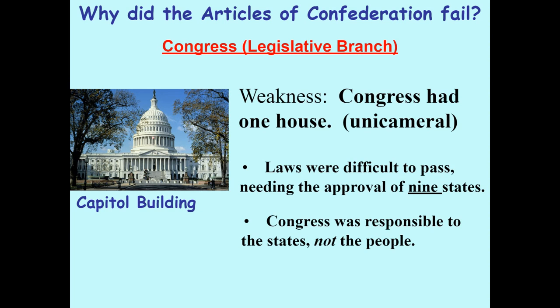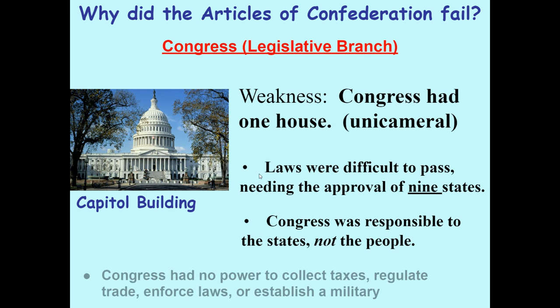Now, I'm going to add a little thing here too. Under the Articles of Confederation, if we wanted to pass laws, laws had to be essentially passed almost unanimously. So let's say 12 out of 13 states wants to pass a law. If that 13th state, and let's say Rhode Island, the smallest of the states, said no, then it didn't matter that the other states wanted it. The law didn't happen.